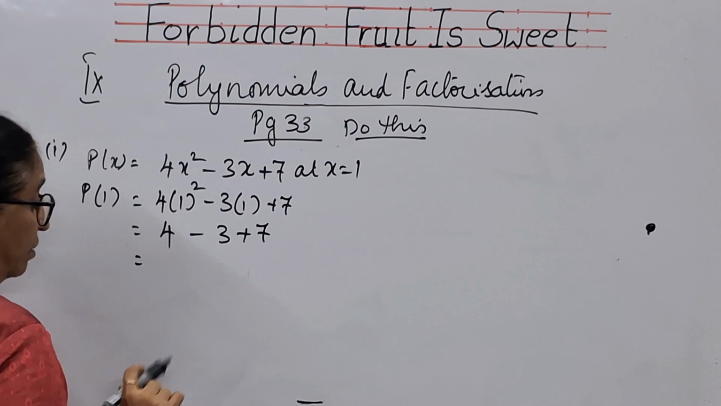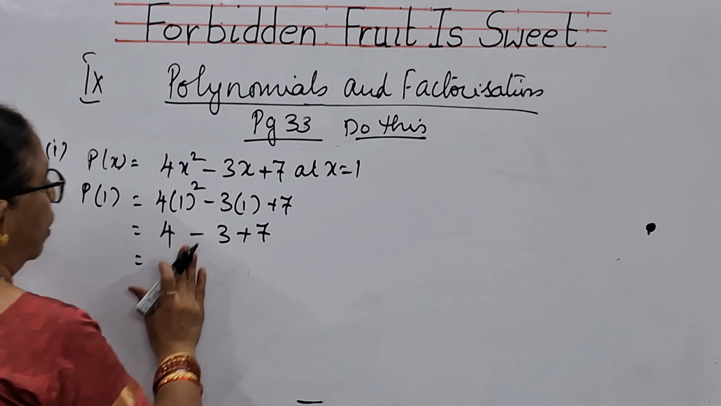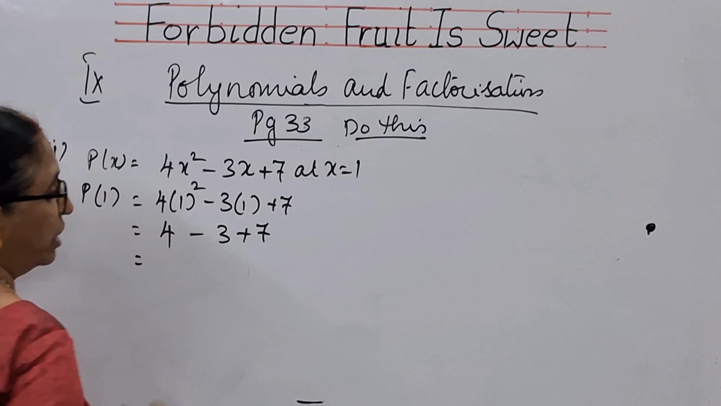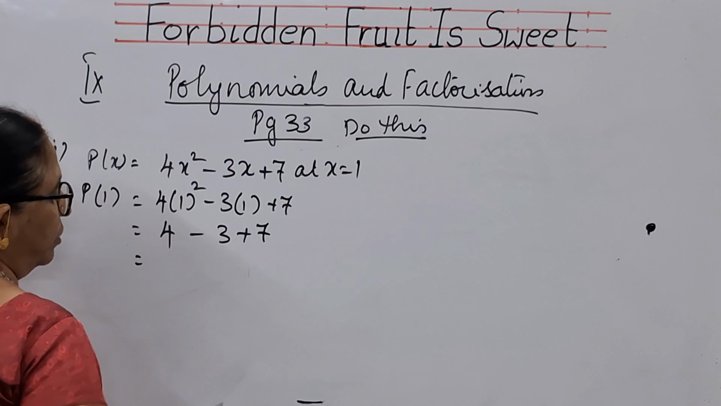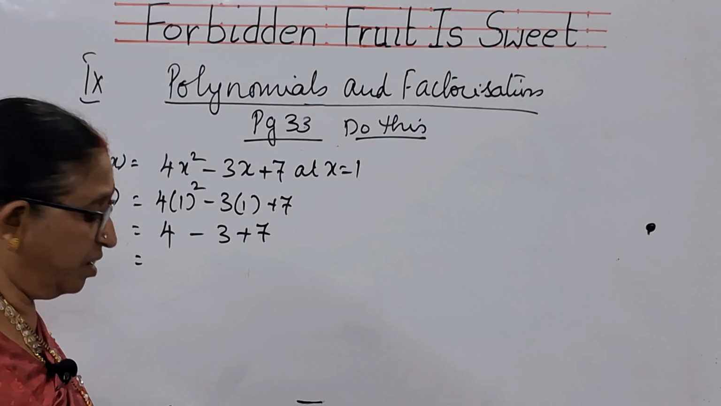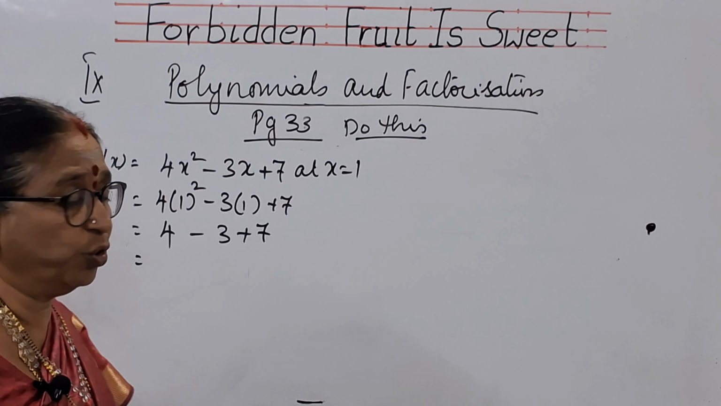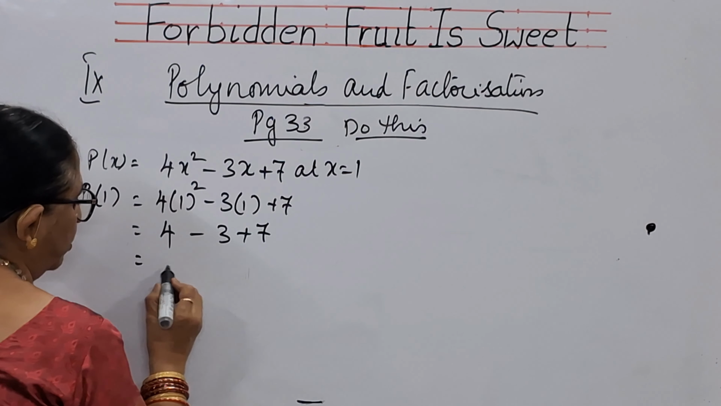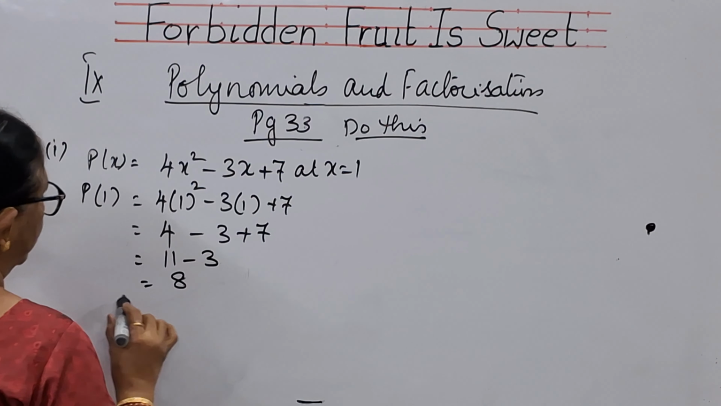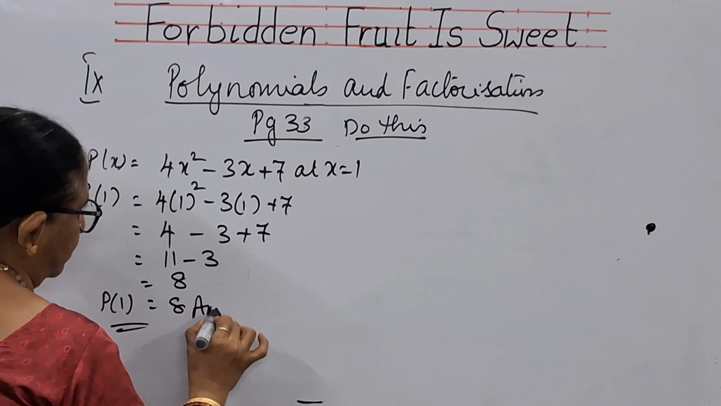How much, children? See children, when you have like this, all positive values you add first, all negative values you add afterwards. Make two statements with positive and negative, then go further. Don't say 4 minus 3, 1, 1 plus 7. That kind of addition is very tedious, and there is a lot of possibility of going wrong. So when I add this 7 plus 4, 11 minus 3. How much am I getting, children? 8. So p of 1 is equal to 8 is the answer.